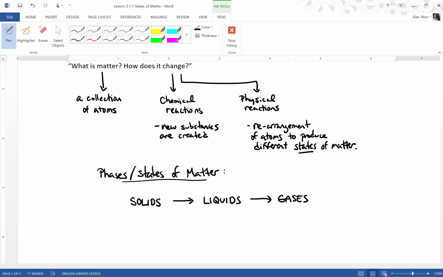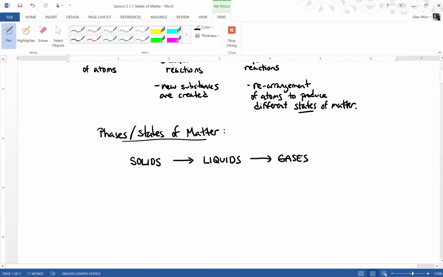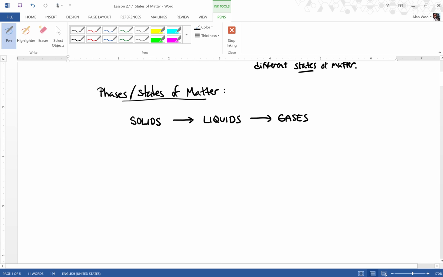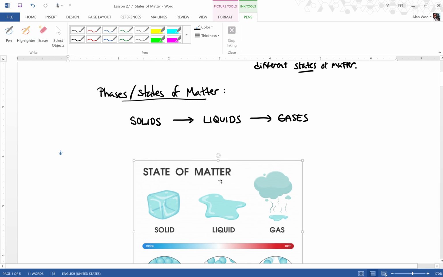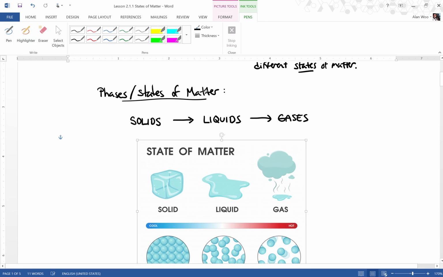They basically make up the bulk of what we see on planet Earth. So we know that we have a lot of things that are solids, a lot of things that are liquids, and a lot of things that are gases. Some of the things that we can do is take a look at these in a little bit more detail. So let's do this. I'll bring this image up. It looks a little bit better than what I can draw.